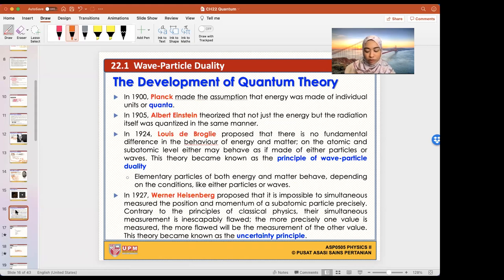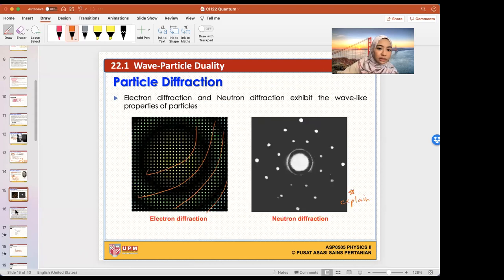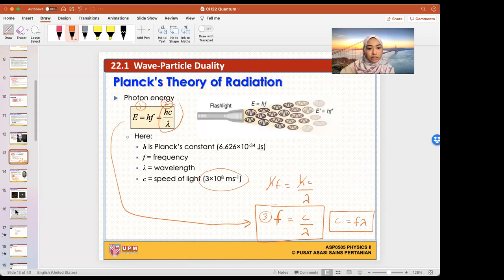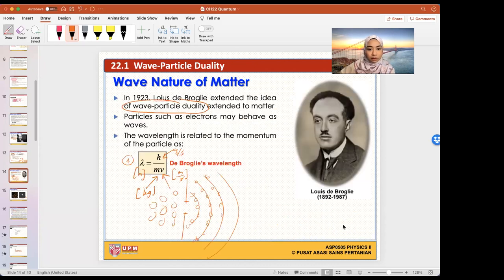Okay, so what did de Broglie say? Let's summarize what he said. Planck said energy is quantized, cannot be random values. The equation was E equals hf equals hc over lambda. From this equation, we also know that c equals f lambda. So that is what Planck said. De Broglie said lambda is equal to h over mv, the mass times the velocity.